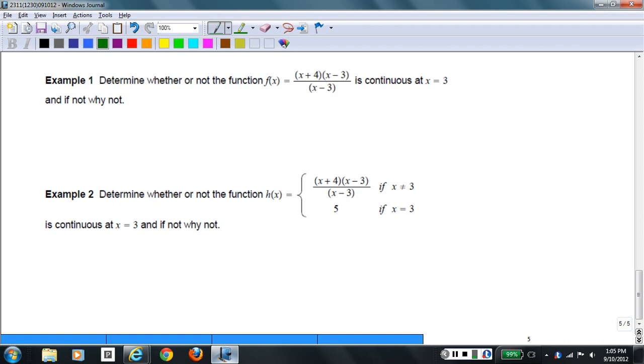Is it continuous at x equals 3? No. We could start by asking ourselves, what is f of 3? 0 over 0, it's undefined. So no, f of 3 is undefined.